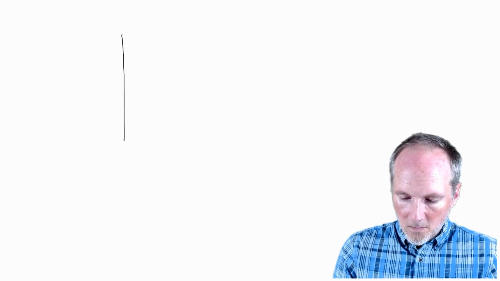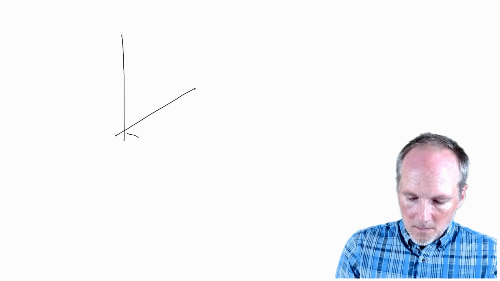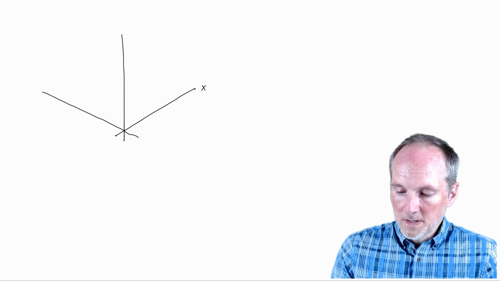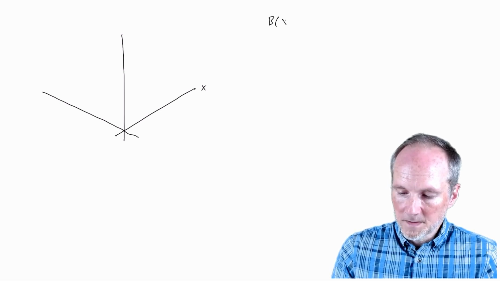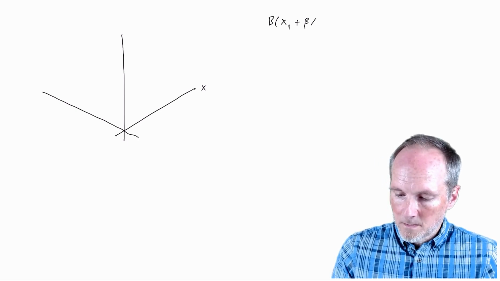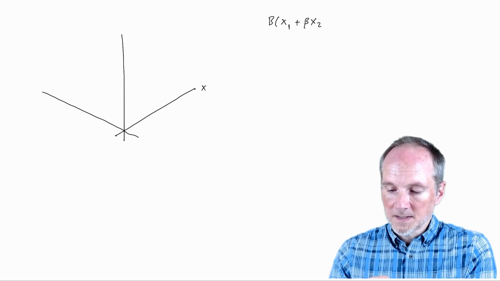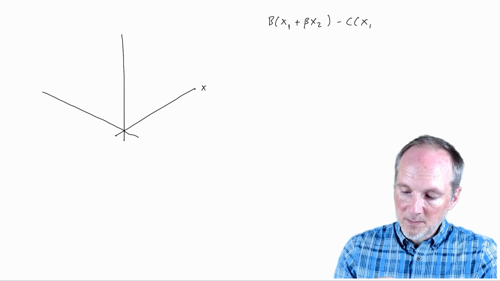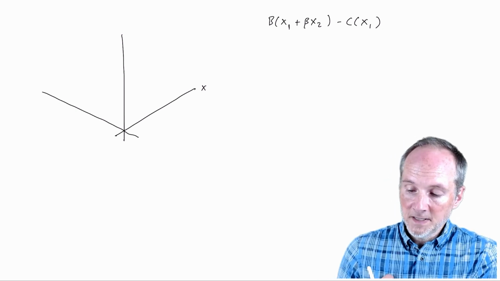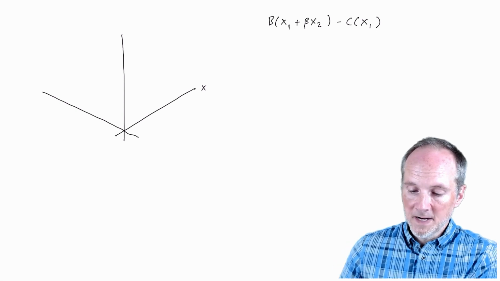First of all, let's think about what these net benefit functions look like. Okay, the net benefit function is this. If I'm person 1, for example, given that the other guy is doing x2, my net benefit is just this expression here, right? I get the benefit of my own activity plus beta times the other guy's, minus the cost of mine.